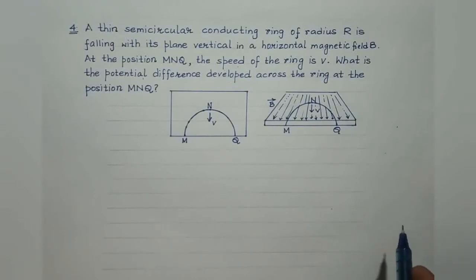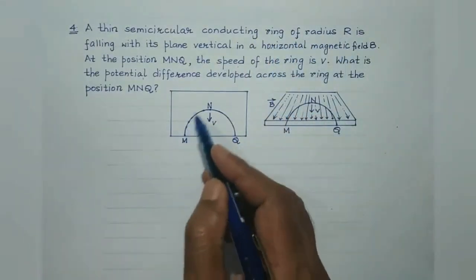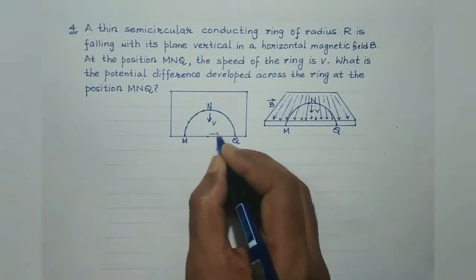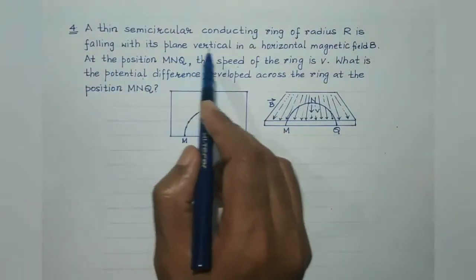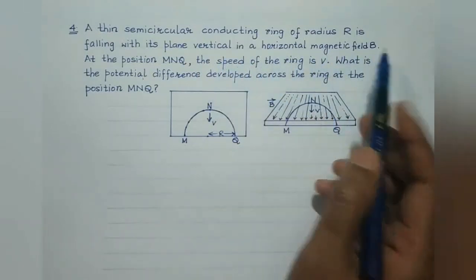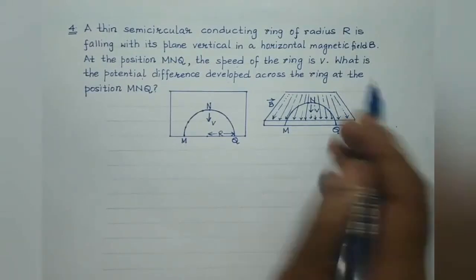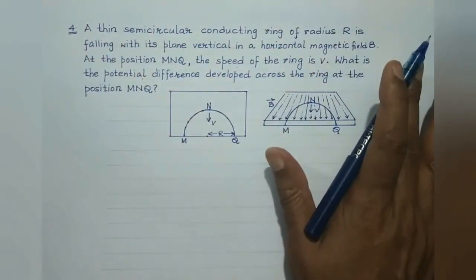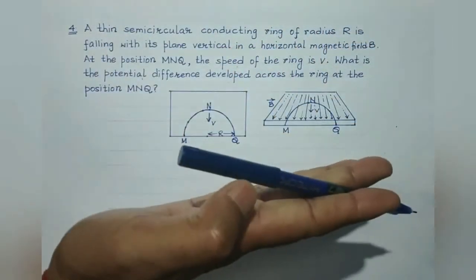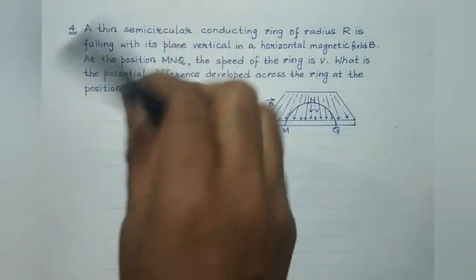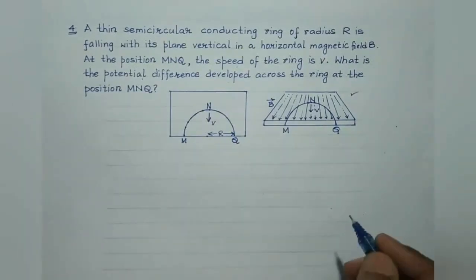Again, a very, very interesting question. A thin semicircular conducting ring of radius capital R is falling with its plane vertical in a horizontal magnetic field, right? Magnetic field is horizontal like this. Magnetic field is in the horizontal plane, while the ring is in the vertical plane, as it's pretty evident from this particular diagram, right?